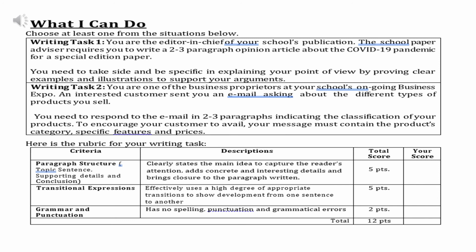Here is the rubric for your writing task. The criteria, paragraph structure, of course, you should have the topic sentence, supporting details, and conclusion. And do not forget the transitional expressions as well as observation of grammar and punctuation as you go on writing your paragraph. For the descriptions, you read them, then the total score would be 12 points. So check your Google Classroom, look for the Google Form link regarding this activity.